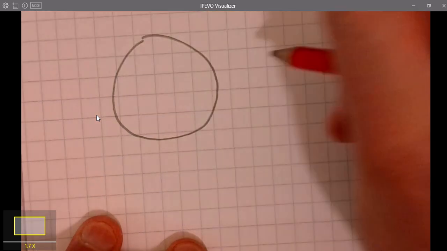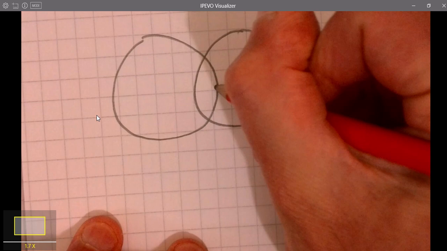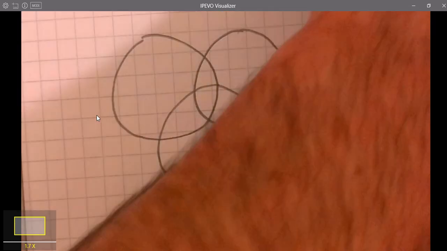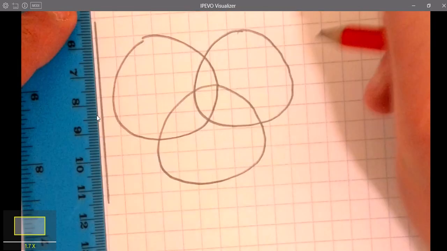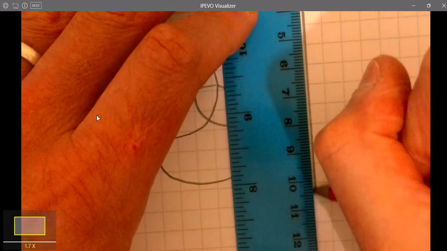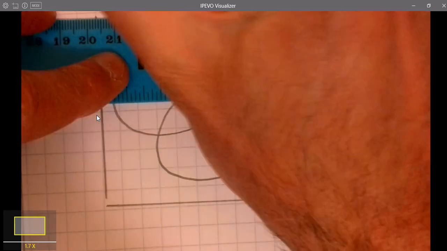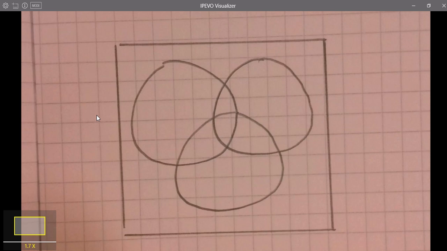There you go. So we've got 1, and we're going to have 2 and 3, and then we should box it, and then we're going to start filling in the information. There we go. Okay, right, so what was the information that we had?